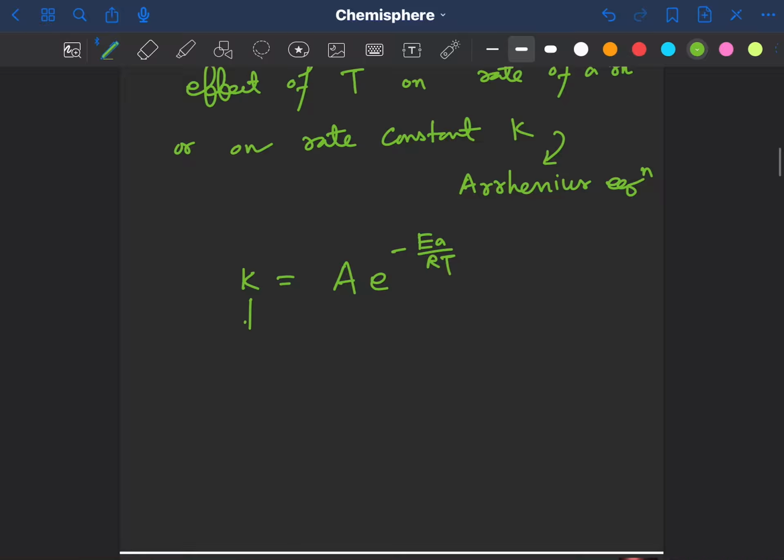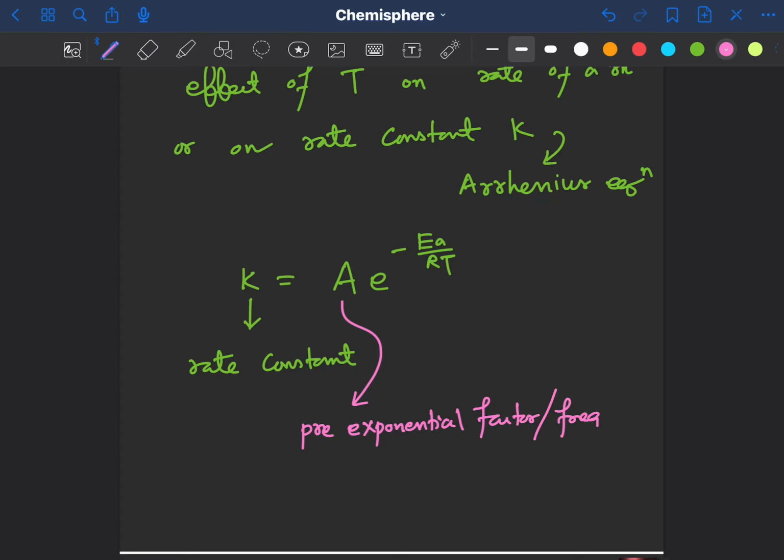Here K is our rate constant. A is our pre-exponential factor. It's a constant for a particular reaction, and it is also known as the frequency factor. EA is the activation energy; we'll see what it is. And R is the gas constant, T is the temperature.